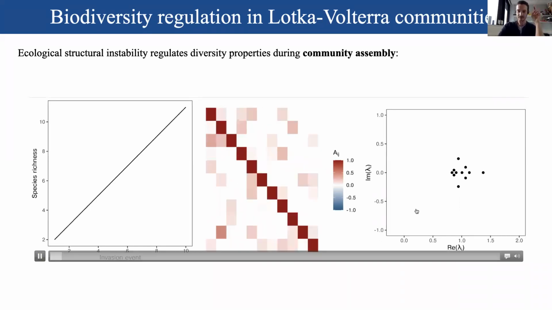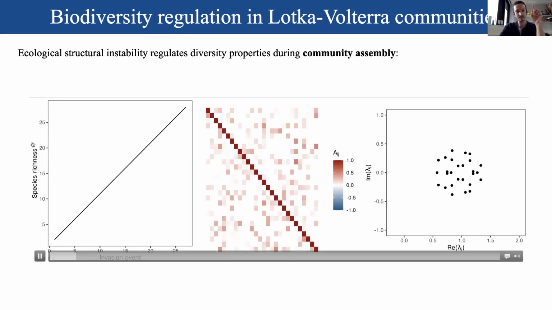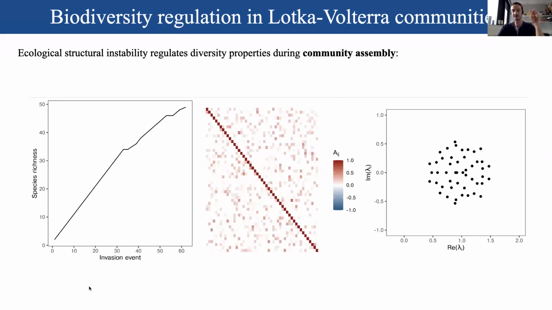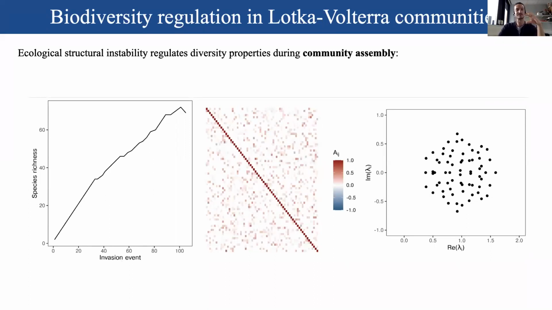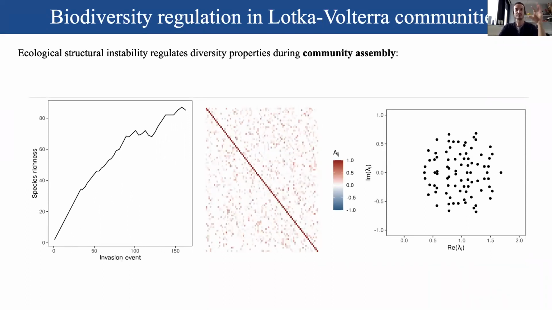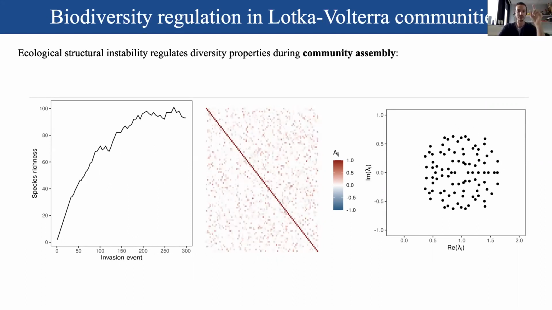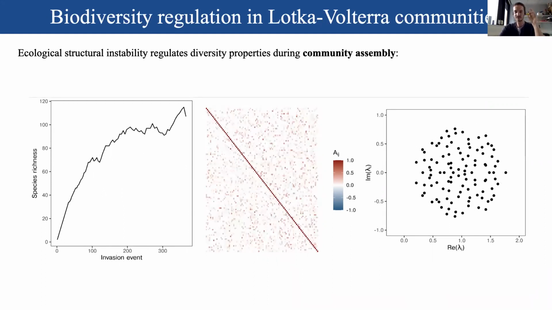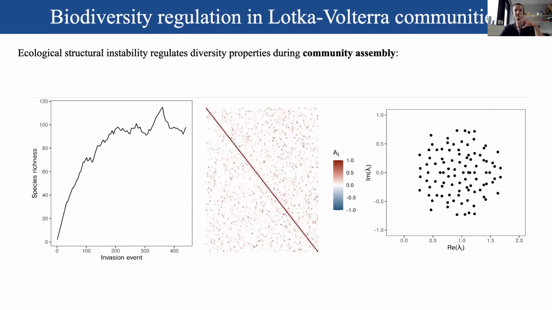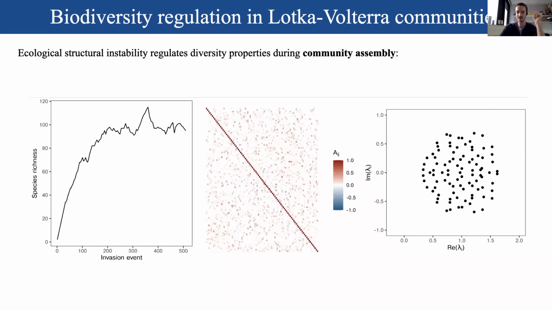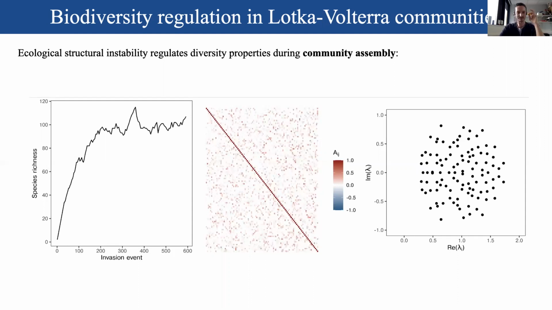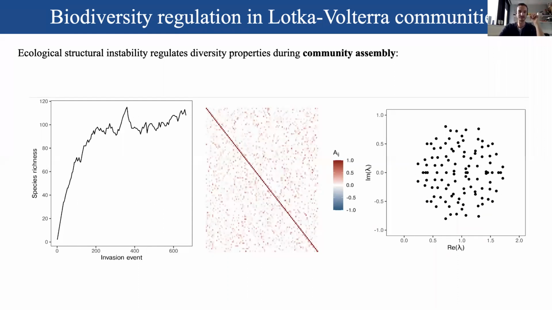So in the leftmost panel, you see that the number of species in the model initially increases linearly as a function of the invasion event, but eventually reaches some stochastic asymptote, as you can see emerging now. In the central panel, you see a heat map representation of the interaction matrix, and you can see that this matrix is changing. Okay, we have turnover in this system.